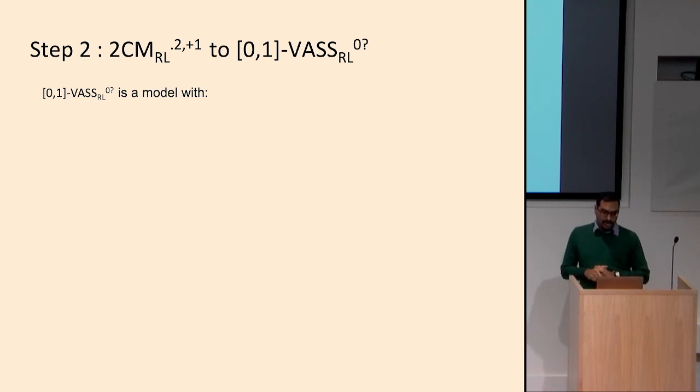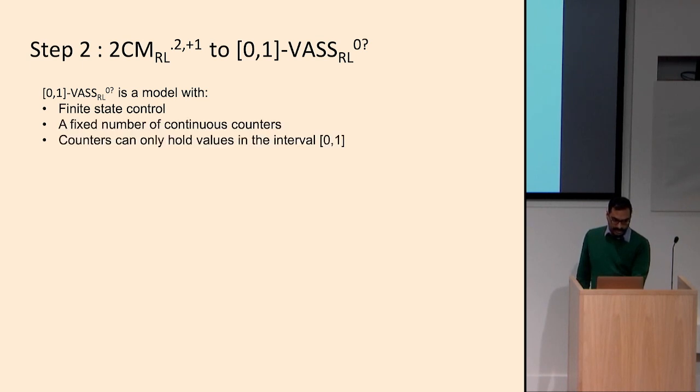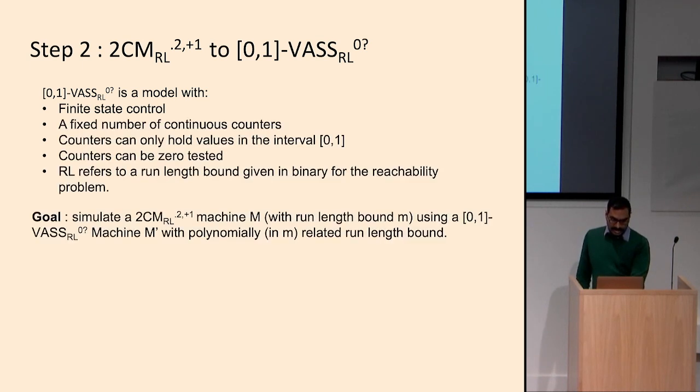So here you have 0 testing. You still have a run length bound. And all counters are constrained to be in 0, 1, right? So the goal is to simulate this 2 counter machine with doubling, multiplied by 2 plus 1, using one of these machines.